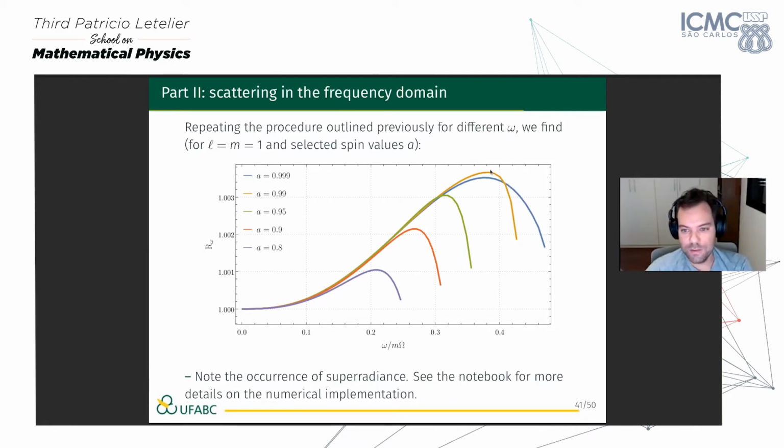And the highest amplification you can see here is a bit more than 1.003. So I think the maximum you can get is 0.38% or something like that for a scalar field.